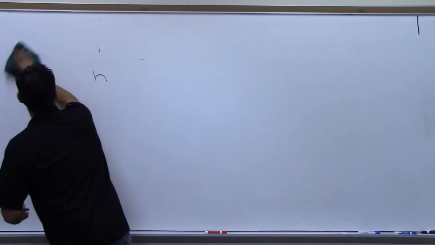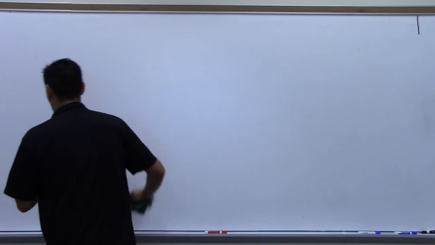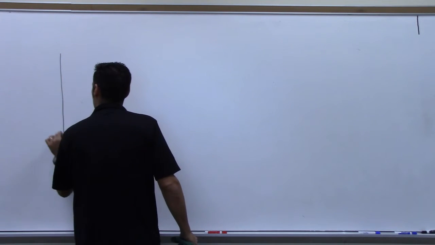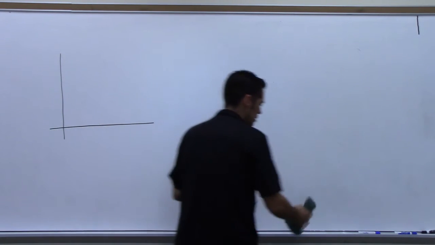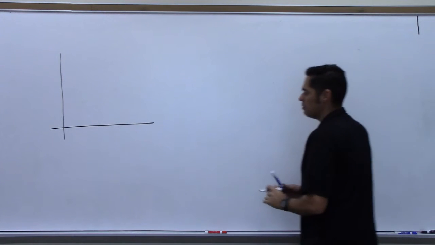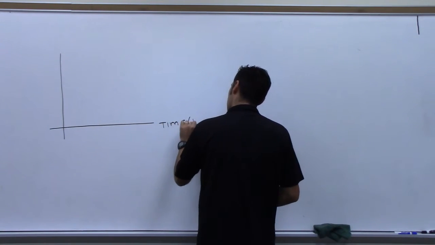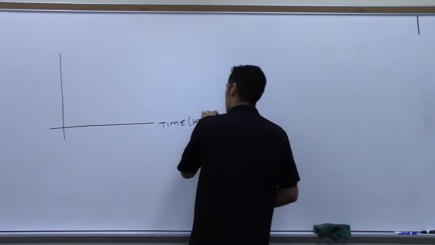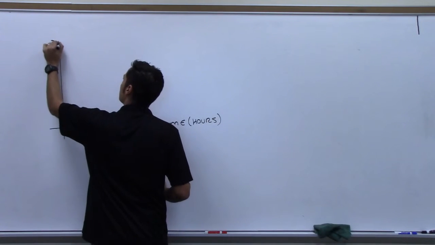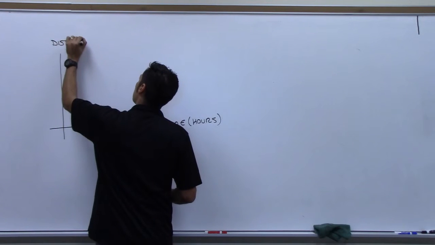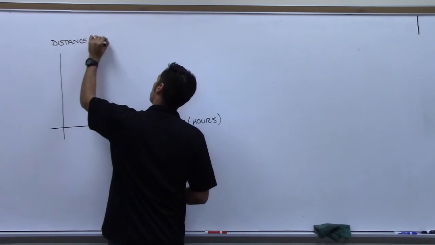So let me try and motivate that idea real quick. And I'm going to give you an example that hopefully will be something you can relate to. Let's say that we have some axis that represents time, and let's say that's in hours. And let's say we have another axis which is distance, and let's say that's measured in miles.